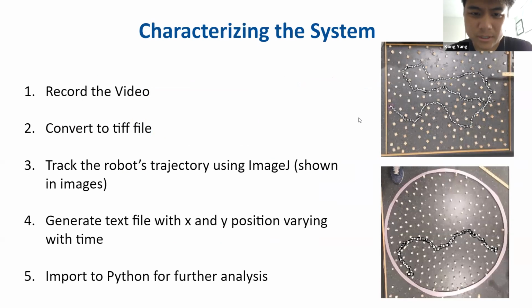Now that we have our experimental setup, we want to characterize our system. We record the bugs moving from one edge of the boundary to another in these two geometries. Once we have at least 10 videos, we convert these videos into TIFF files. What a TIFF file does is it takes an image of each frame of the video. With each frame, we can use ImageJ to track the bug's trajectory frame by frame until it makes the first passage. With this, we have the XY positions varying with time of the bug's trajectory, and we can import the bug's trajectory into Python for further analysis.